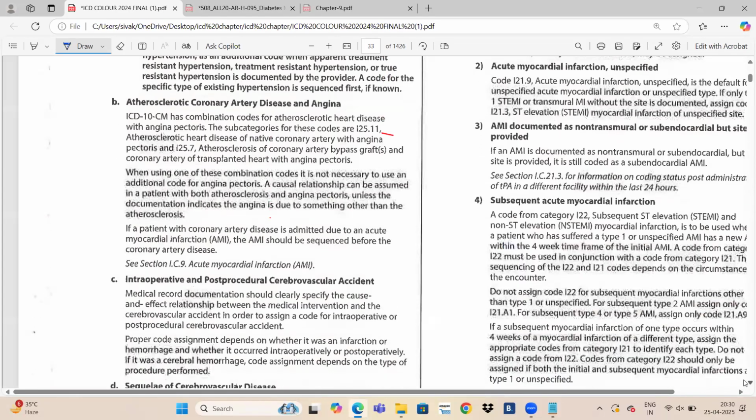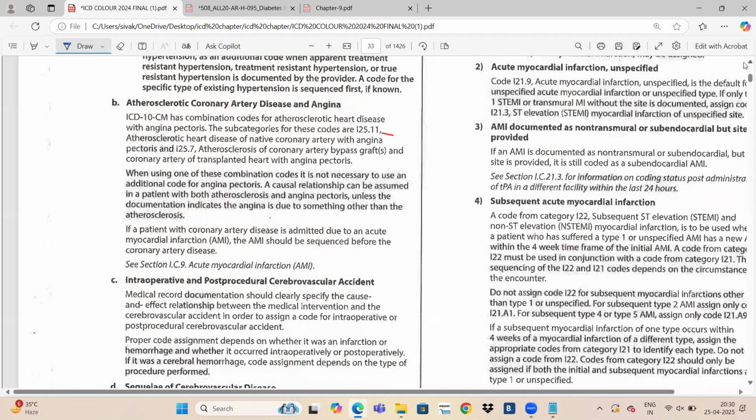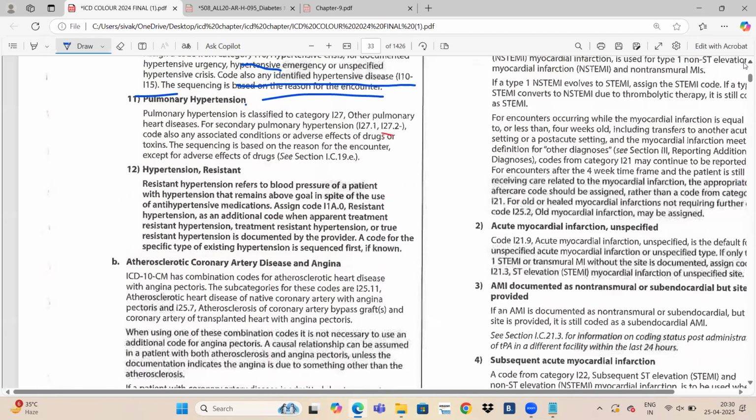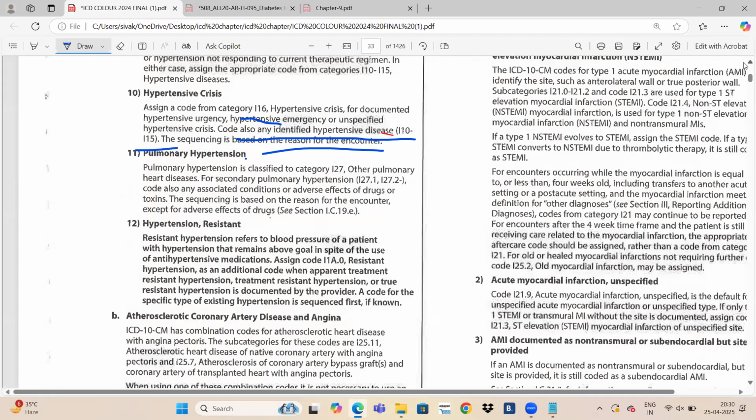Anna, what is HTN crisis? Which conditions come under it? That is a severe condition, urgency, that's it. Hypertensive urgency and emergency you will get. Okay.